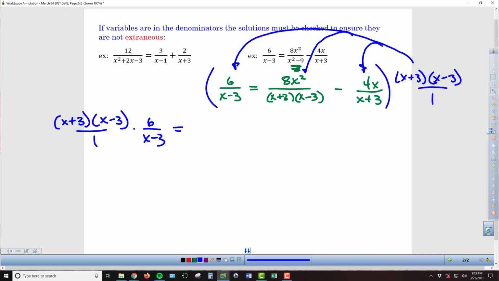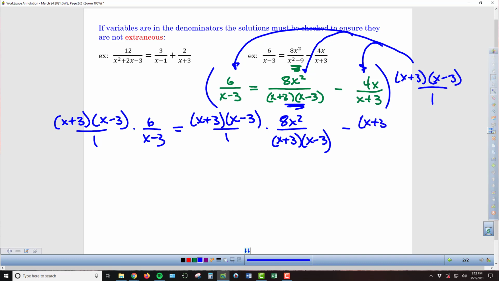And then that's equal to (x+3)(x-3)/1 times this fraction here, 8x²/((x+3)(x-3)). And then finally, I'm going to take that same common denominator, (x+3)(x-3)/1, times our last fraction, 4x/(x+3). So now we're ready to start doing our reducing, simplifying to get rid of all of these denominators.